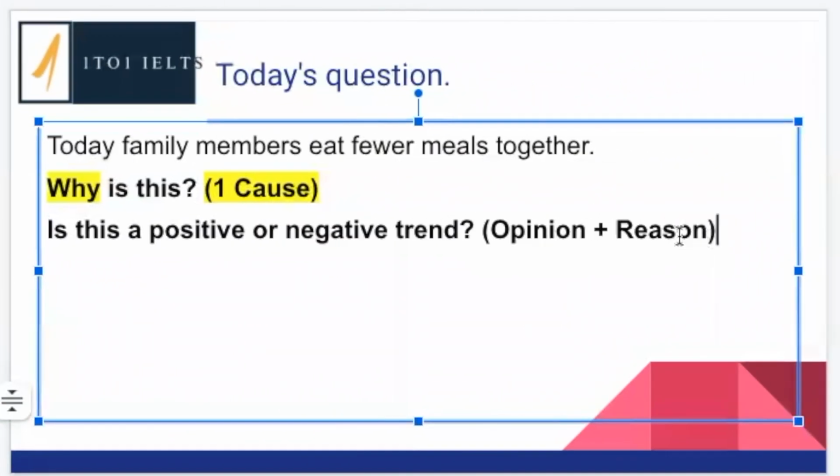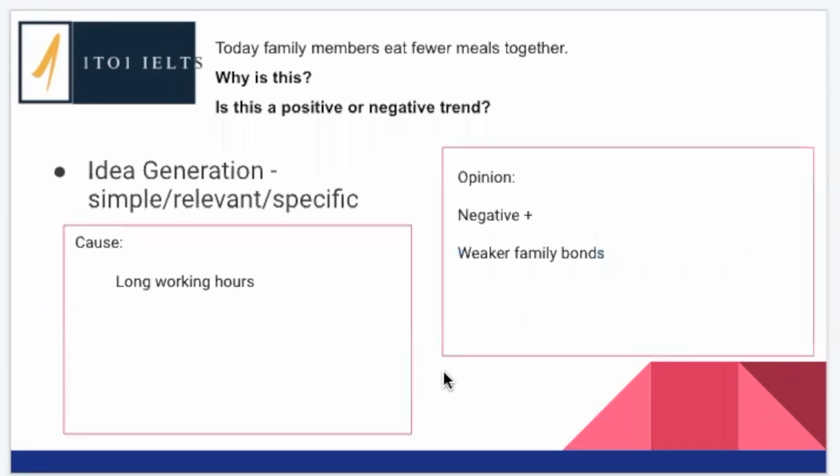Opinions should come with a reason. How many reasons do I have to give? One. There's nothing in this question asking you to give more than one. So we're giving our opinion plus one reason. We generated some ideas for this actually in the last class, so we're going to use these ideas.